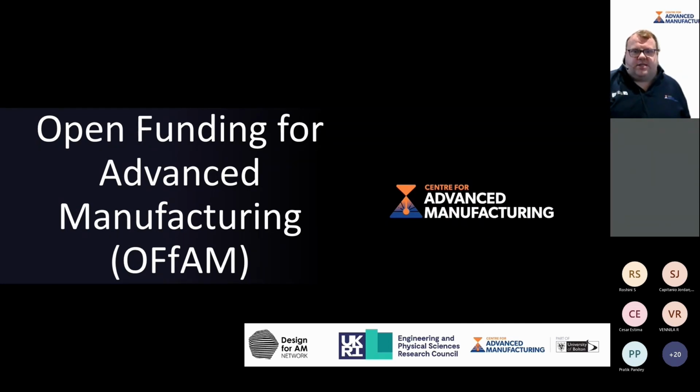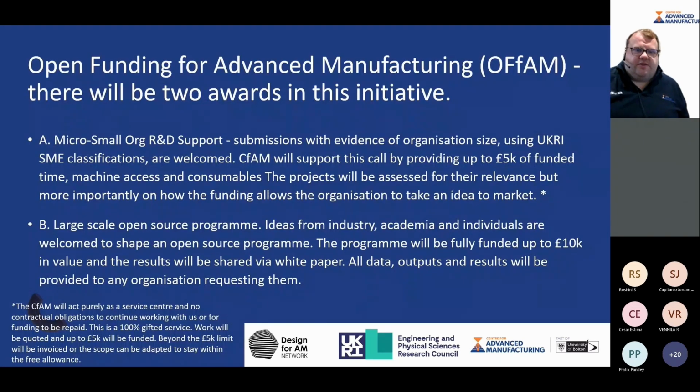what I'd like to present is two awards that we'll offer. The first award is focused on micro and small organisations only, and what I'd like to do is offer a value in kind of £5,000. So what I will offer is staff time, machine access, consumables, etc., up to the value of £5,000 for any micro or small organisation for some product development, some R&D, whatever that would need to be. All I'd ask is that we will ask for some evidence of the size of the organisation, just to make sure that we are supporting those who will see the most benefit, I would imagine.